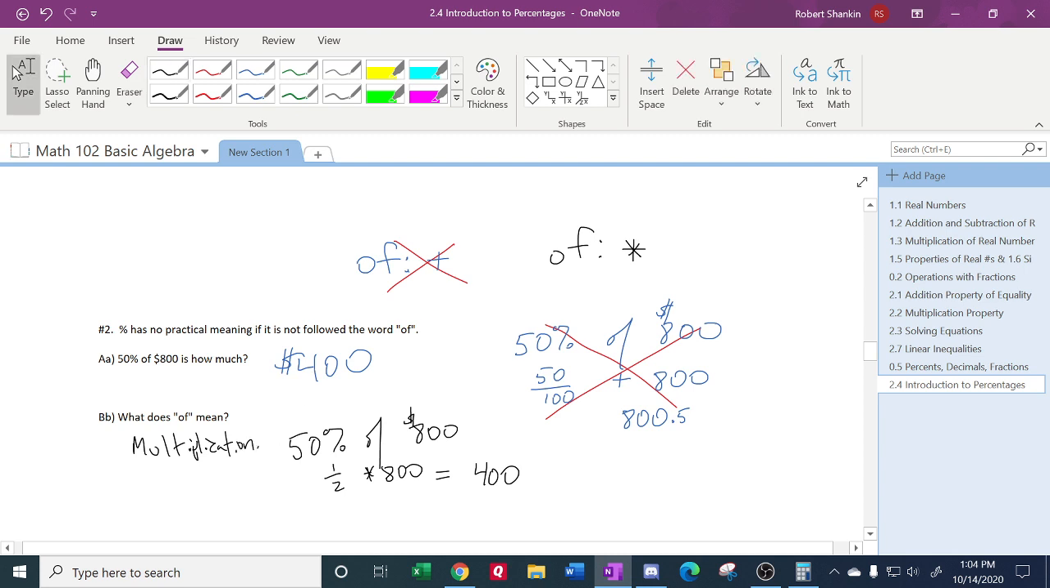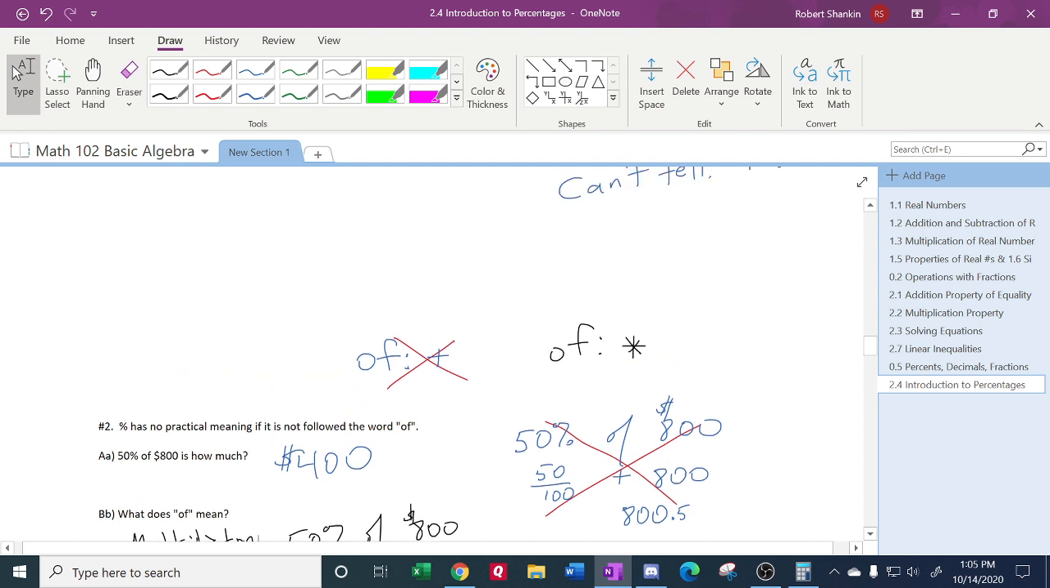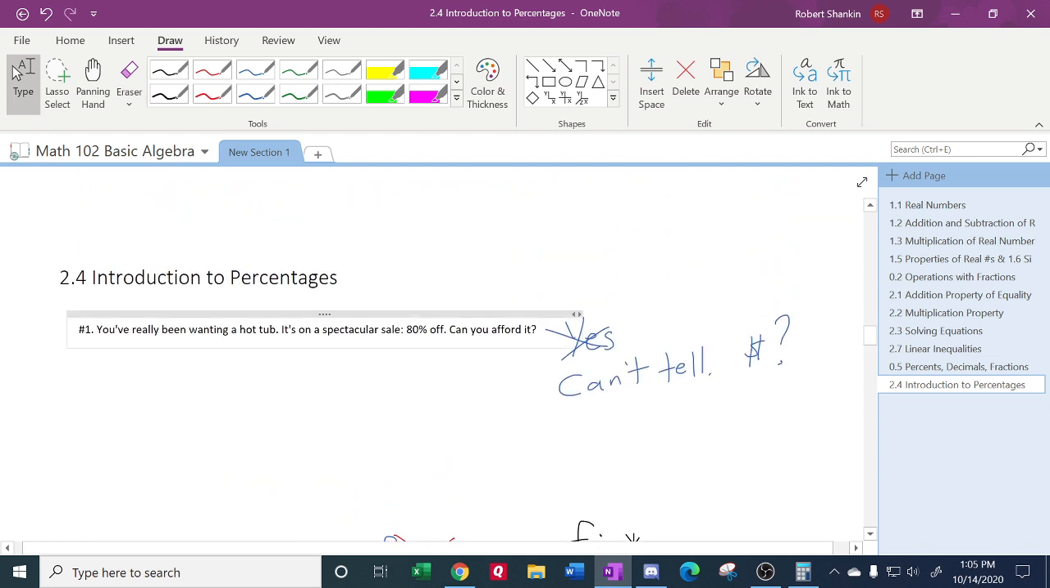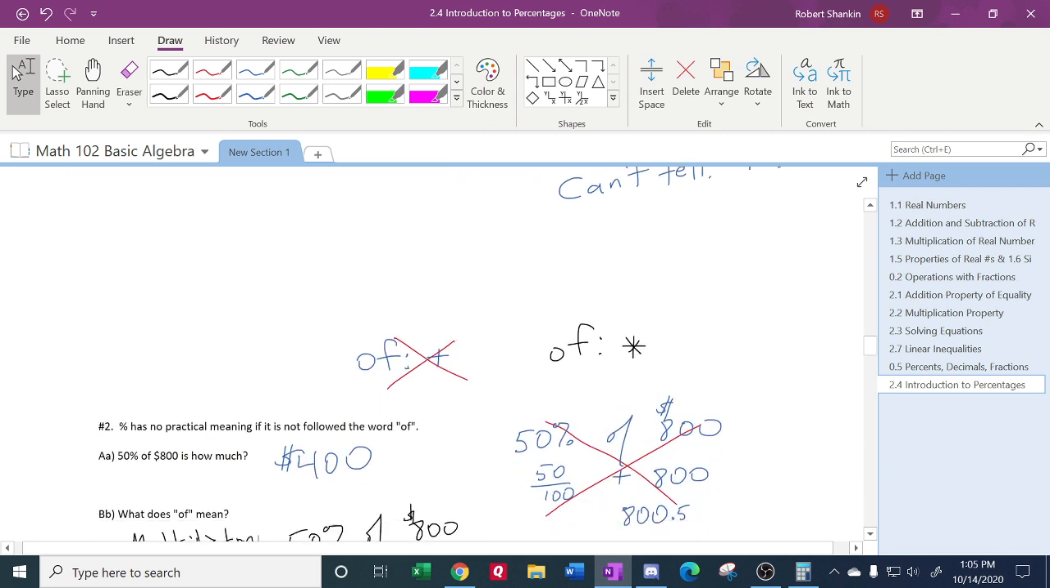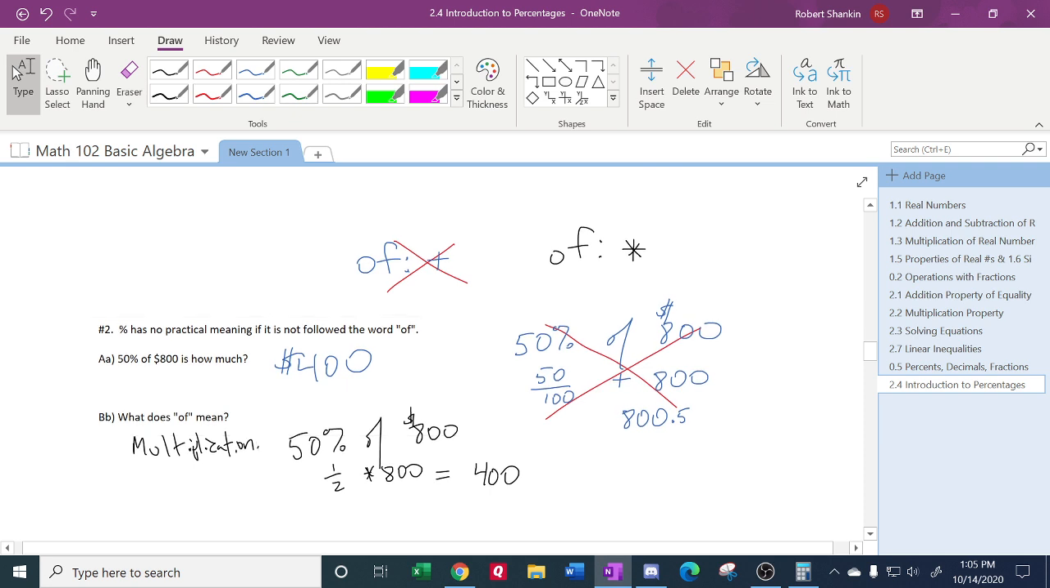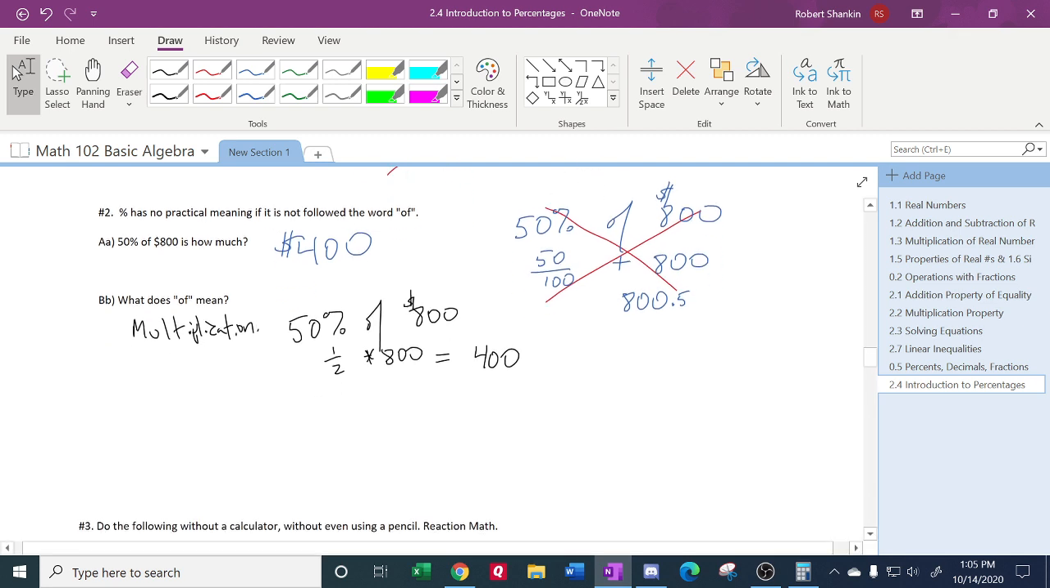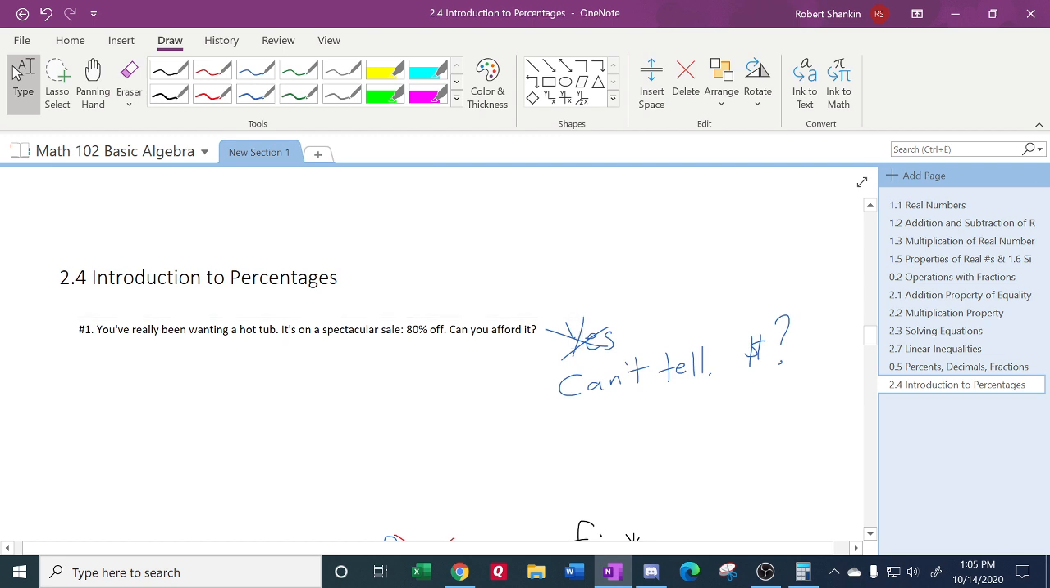Now, percentage. It doesn't have a specific meaning. We can't tell whether we can afford it or not unless percentage is followed by the word of. And of means multiplication. So percentage is begging to be followed by a multiplication symbol. And if it doesn't have that, you won't have much specific meaning. It'll be too general like this, where we think we can afford it, because of course 80% off is a great deal, but maybe not.